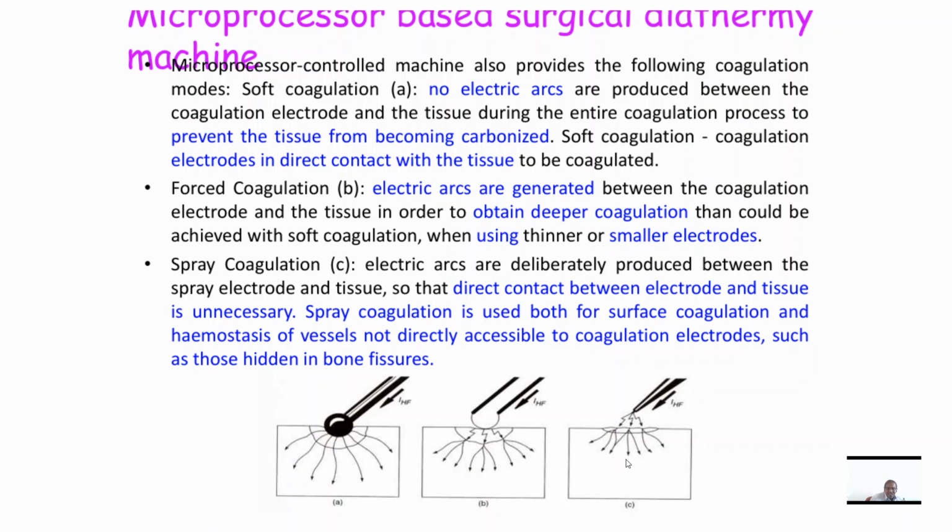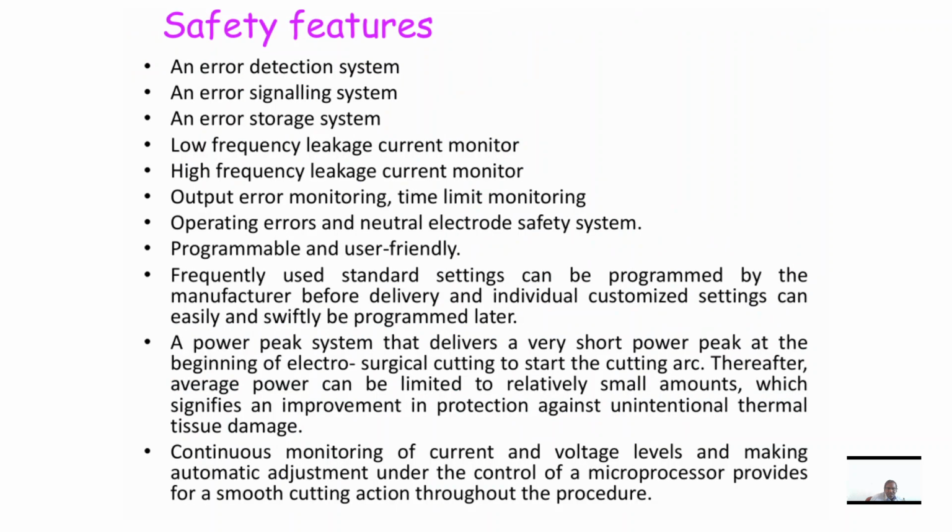Wherever coagulation is not possible, such as hemostasis of blood vessels not directly accessible to the coagulation electrode, in those cases we can use spray coagulation. Then, safety features. What are the safety features in microprocessor based surgical diathermy? These are the points.